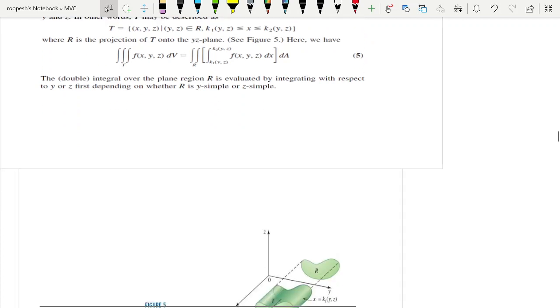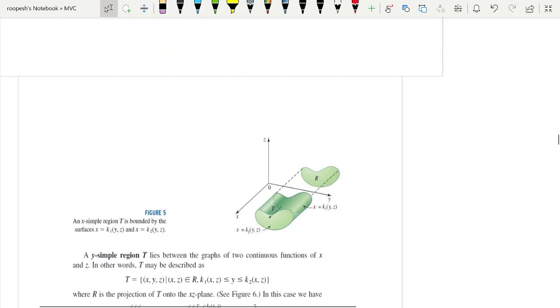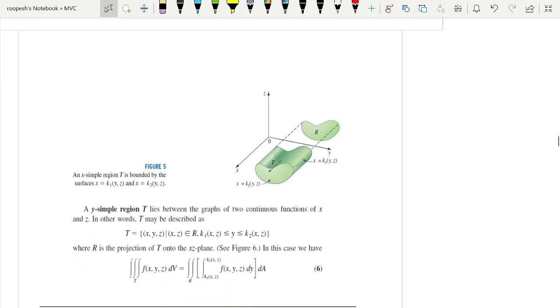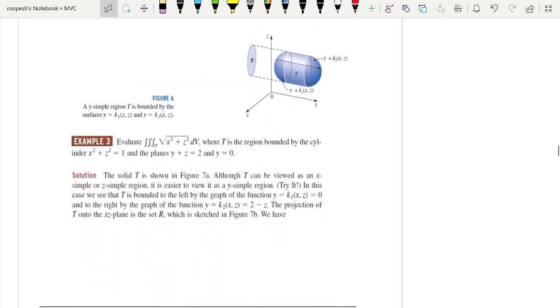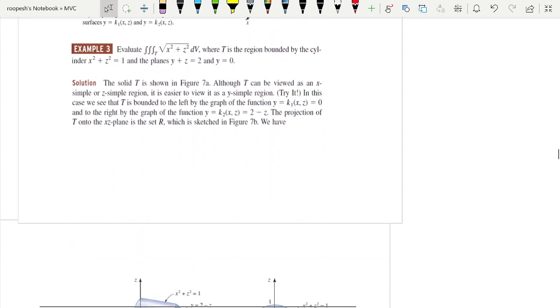Okay, now we can move to this y symbol region. We have explained this at the beginning itself, so you can just read it. Example 3: evaluate the integral over T of square root of x square plus z square dV, where T is the region bounded by the cylinder x square plus z square equal to 1 and the planes x plus z equal to 2 and y equal to 0.